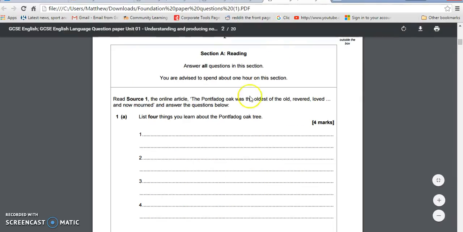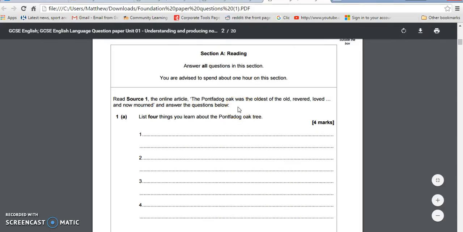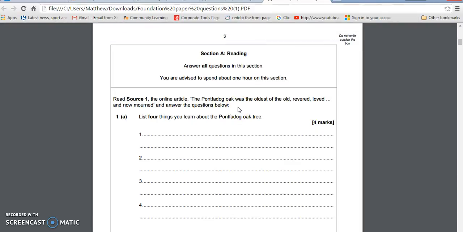So, if you would like to give that a go, pause this video now and try answering question 1A. List 4 things you learn about the Pond for Dog oak tree.